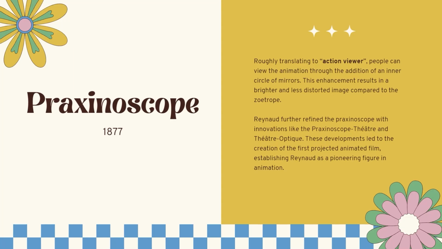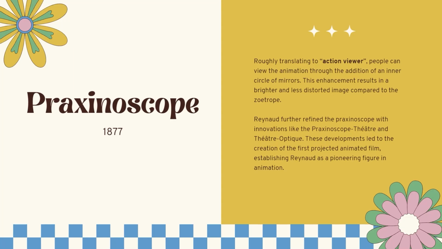So when the outer drum containing the strip of pictures was turned rapidly, the image was reflected in the mirrors to remain stationary. And the rapid succession of the images then gave the illusion of motion to the stationary reflections. Using mirrors instead of narrow slits meant that the resulting image was brighter and less distorted on the praxinoscope.